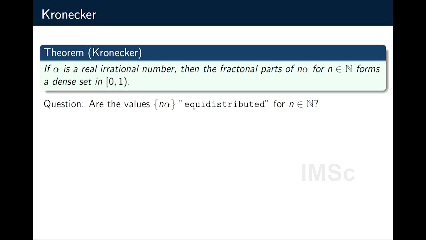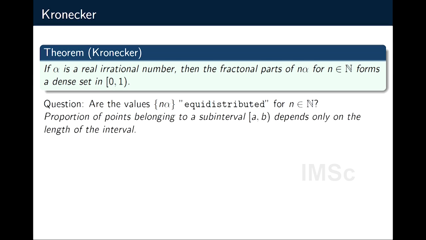Now we know that this is a dense set, so we would also like to know how these points are distributed in [0, 1], whether they are equidistributed. So what's our notion of equidistribution? Our notion is that if we look at a subinterval, it should get the correct proportion of elements. So the proportion of points belonging to a subinterval should depend only on the length of the subinterval. If you take a bigger interval, it should get more points. If you take a smaller interval, it should get fewer points. So it should only depend on the length of the interval.